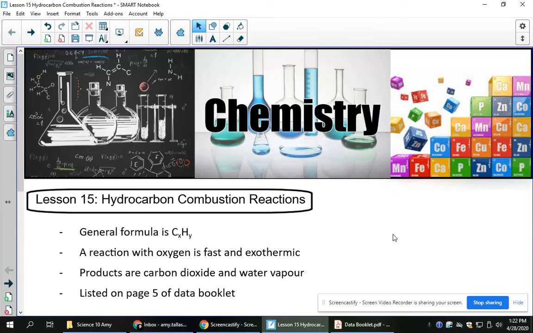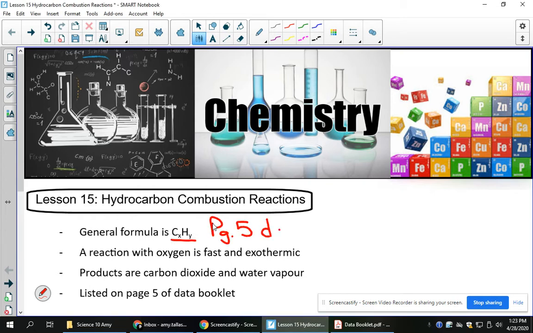Hi guys, today's lesson is lesson 15 on hydrocarbon combustion reactions. So these are basically when you light anything on fire. What we know about combustion for hydrocarbons is that they're always going to be in this form, C and H. So that's a hydrocarbon because you can see a hydrogen and a carbon. These are found on page 5 of your data booklet.